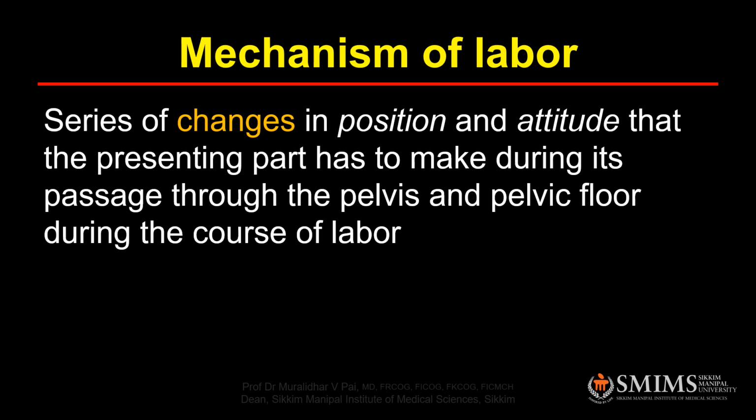We need to understand that the birth canal is not a straight canal. It has a J-shaped curve. Moreover, at the inlet, the transverse diameter is more than the anteroposterior diameter, whereas at the outlet, the anteroposterior diameter is more than the transverse diameter, because of which the presenting part has to twist and turn as it descends down the birth canal. These series of movements are called together mechanism of labor.